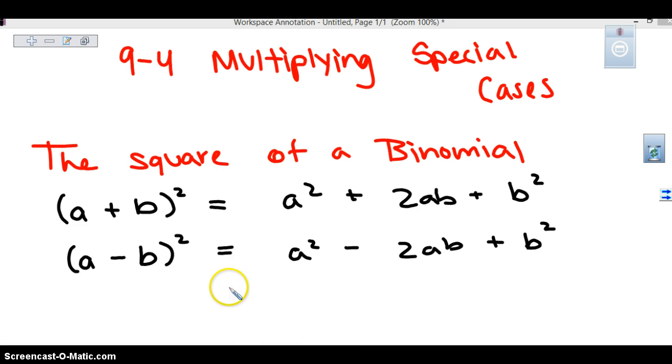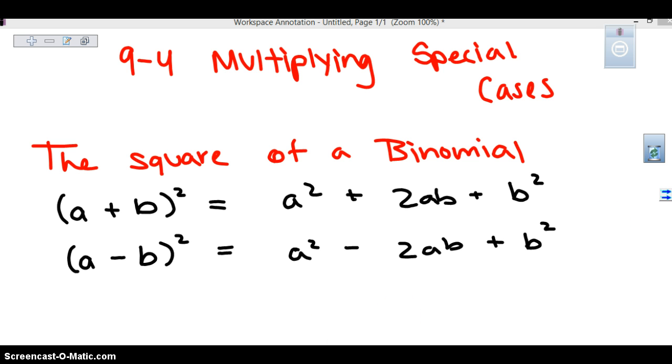So yesterday we multiplied a binomial times a binomial, or a binomial times a trinomial, right? And the day before that we multiplied a monomial times a binomial, or a monomial times a trinomial. Today we're going to multiply special cases. Special cases because we're multiplying the square of a binomial.